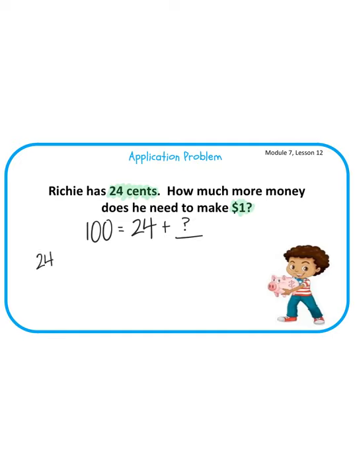So 24, if we just add 1 penny, we get to 25. And 25 is like a quarter. And if you have 4 quarters, you have $1. So from 25, if I just add another quarter, I have 50. And if I add another quarter, I have 75. And if I add another quarter, I have 100.